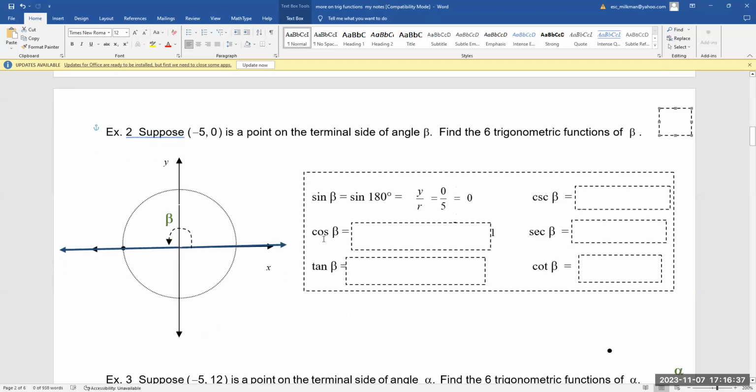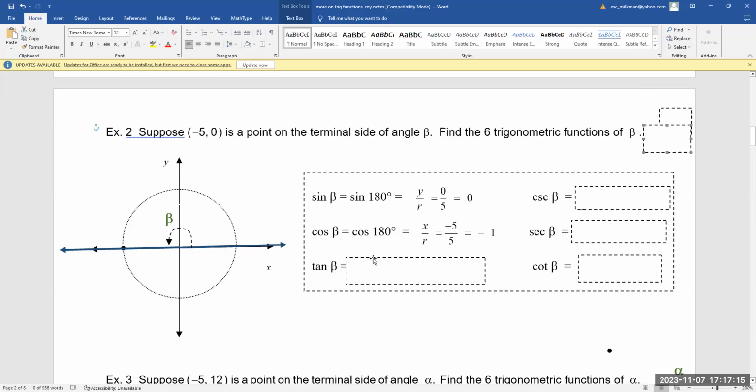The cosine of beta, and again, I could write this instead of beta, I could put cosine of 180 degrees. I could also put cosine of pi radians. I probably should have done that, but I didn't. The cosine of 180 degrees is the x over the r. The x is -5. And my radius of my circle is still 5. And so I get that reduced to -1.